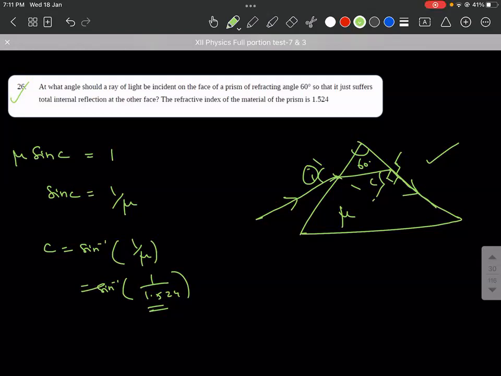Sir, A is equal to R1 plus R2, sir. So we have this is R1. Yes, sir. A is equal to R1 plus R2. Here is C. How will I calculate R1? Sir, A is 60, sir. They've given it. Okay. So R1 will be 60 minus sine inverse of 1 by 1.524. And then after that, we have R1, sir. So sine I by sine R1 will be equal to 1.524, right?